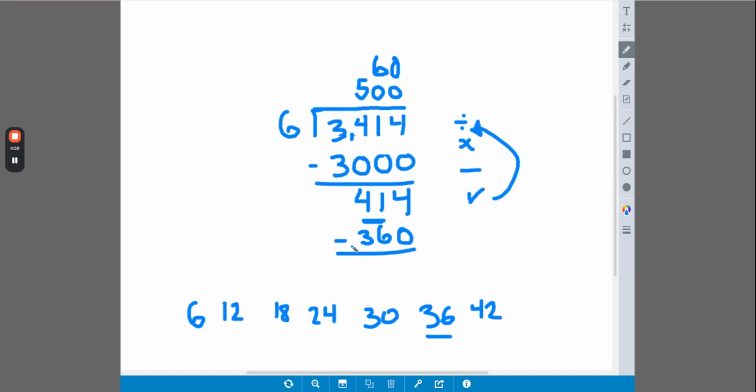My next step, almost my last step. Let's see, 4 minus 0 is 4. I have to ungroup this and make it 3. Then I take 11 and subtract 6, and I'm left with 5. Now I check to see, can anything else work? Can I divide 54 into 6 groups?